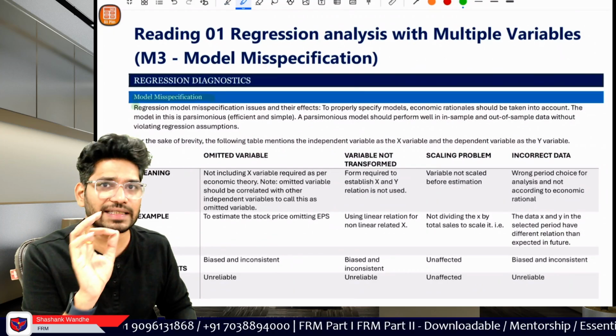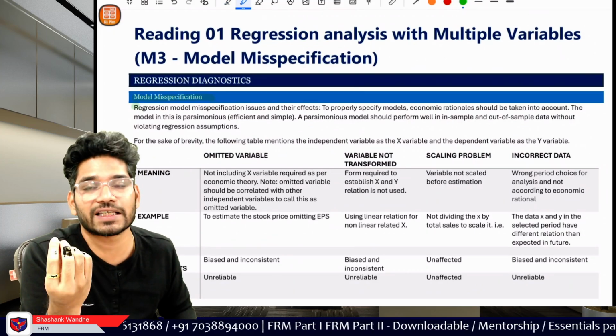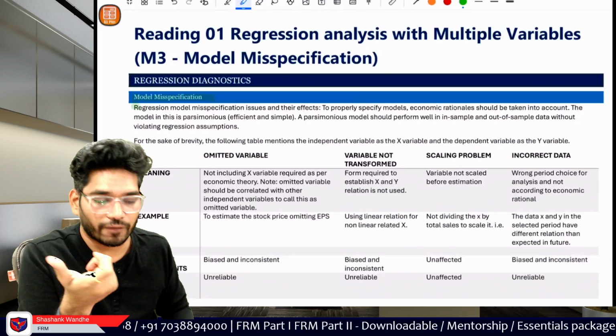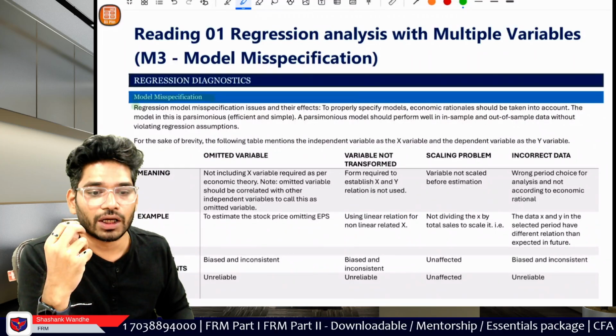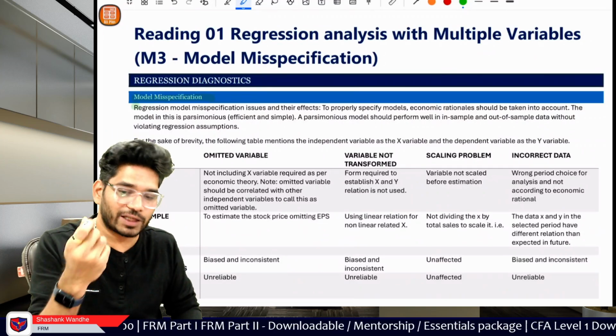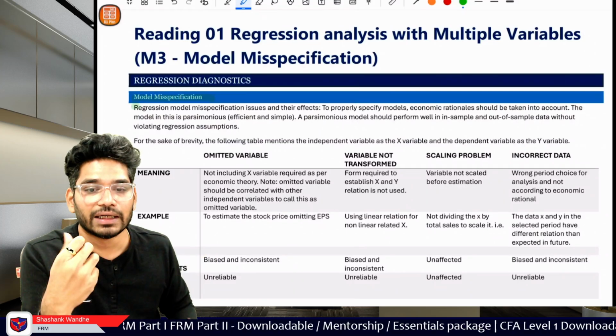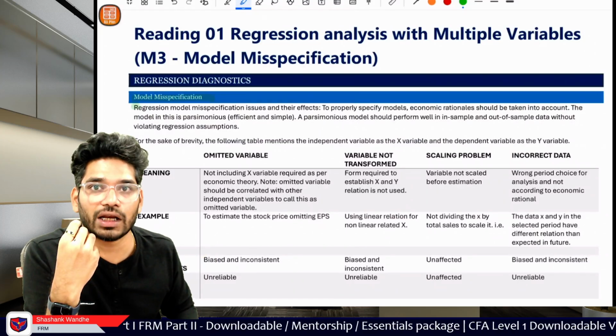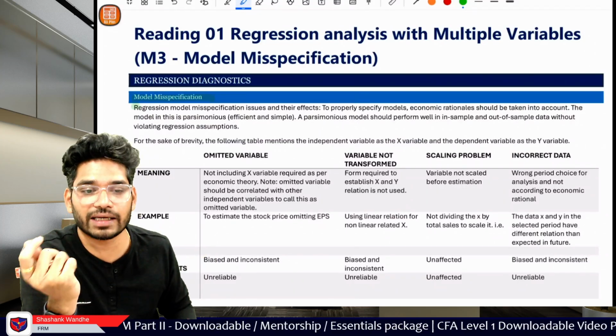Model misspecification in simple terms is this: when you specify the model of the multiple variable regression, you have to think about the economic rationale. When you are deciding what will be x1, what will be x2, what will be x3, there should be some rationale, some economic reasoning behind it.